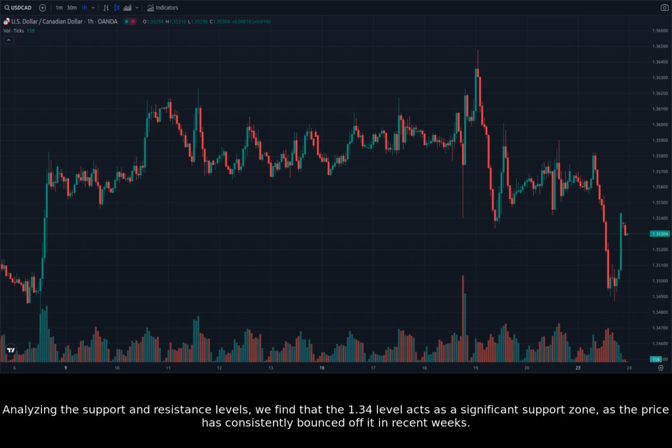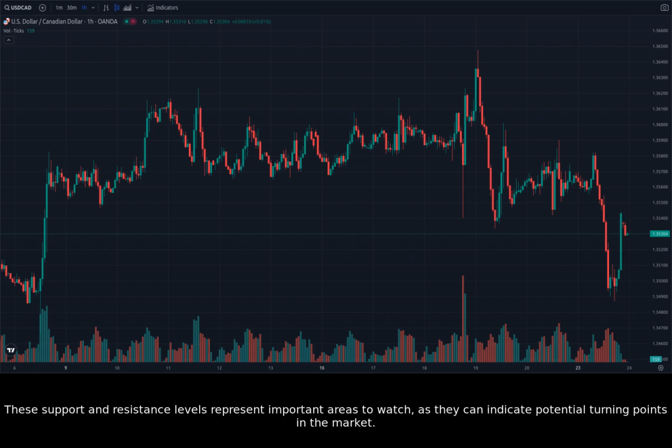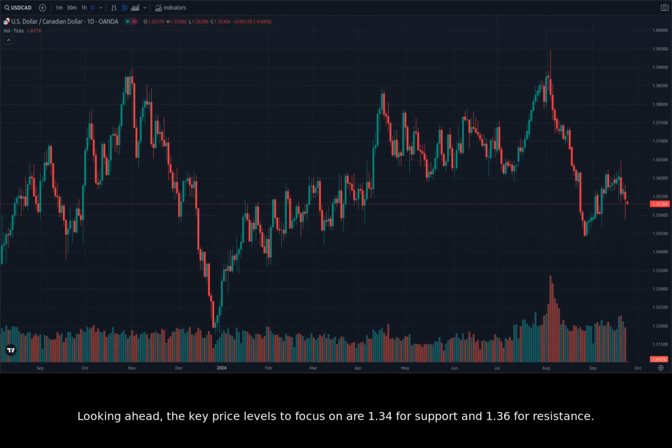Analyzing the support and resistance levels, we find that the 1.34 level acts as a significant support zone, as the price has consistently bounced off it in recent weeks. Conversely, the 1.36 level acts as a resistance barrier, as the price has failed to break above it for the past few weeks. These support and resistance levels represent important areas to watch, as they can indicate potential turning points in the market. Looking ahead, the key price levels to focus on are 1.34 for support and 1.36 for resistance.